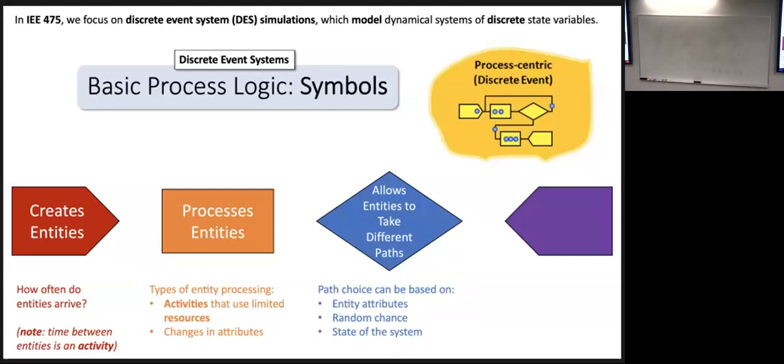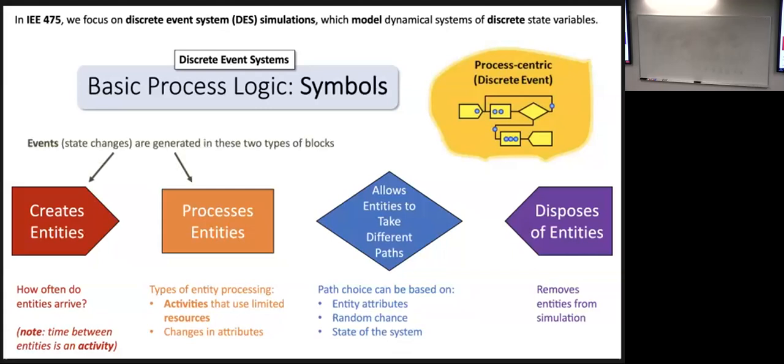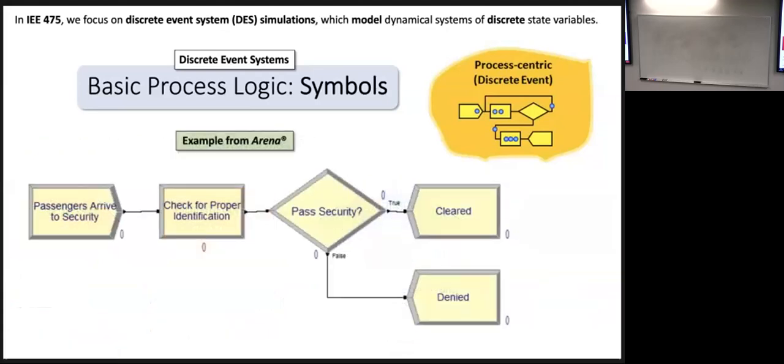And eventually entities reach one of these, which does the opposite of the create block. They dispose the entities, they just remove the entities from the system. They don't really have any function other than telling the system that the entity's gone and free, so it doesn't have to keep track of that entity and the events associated with it moving through. So from these basic process blocks, state changes happen in these blocks here. So events are generated by those two blocks.